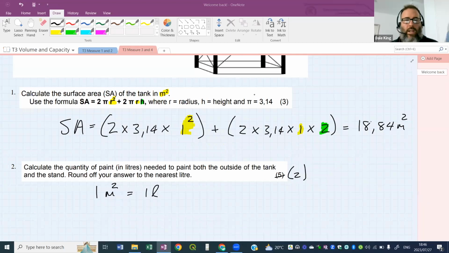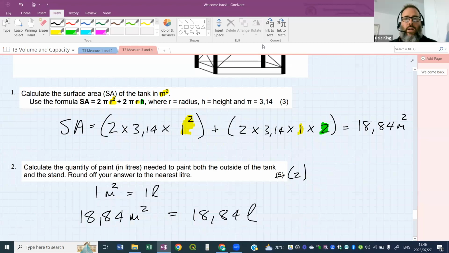All right, we've got 18,84 square meters to paint, and if it's a 1-to-1 relationship, then we just need 18,84 liters. Nice and easy. They should give you a conversion to help you with this question. If they want the liters, they've got to give you something like this. You are not expected to know how much paint you need to paint 1 square meter. So I'm giving you a 1-to-1 conversion.